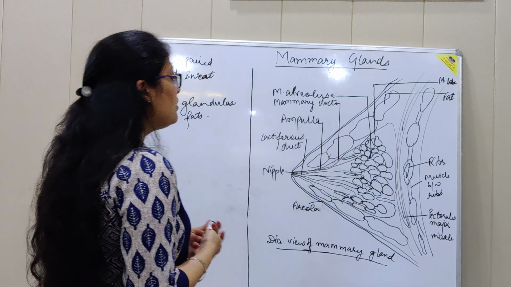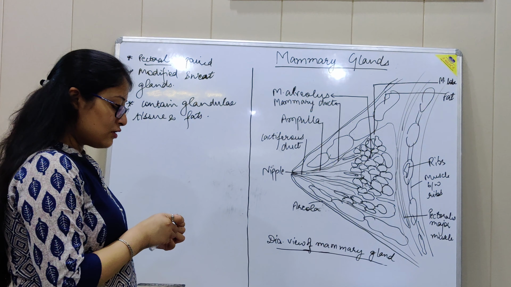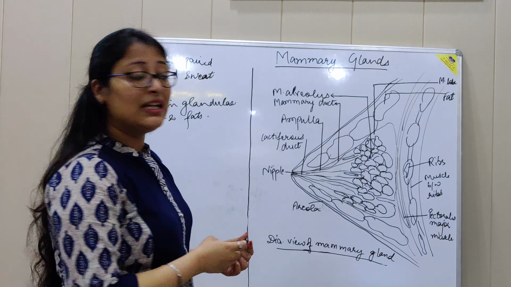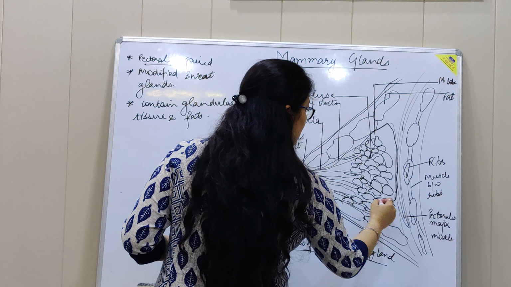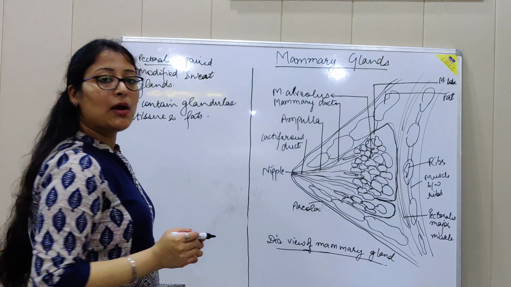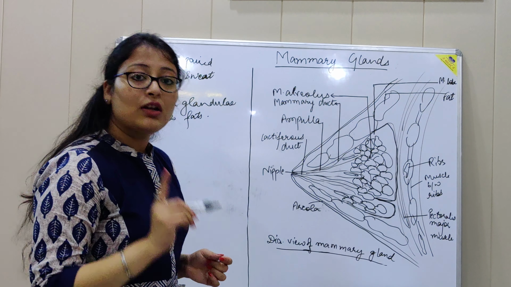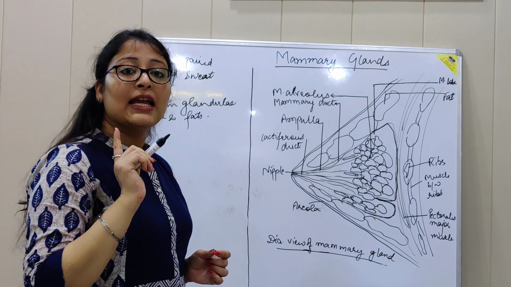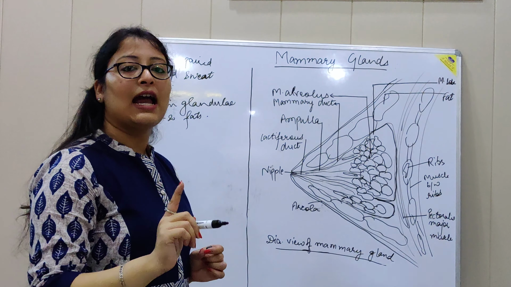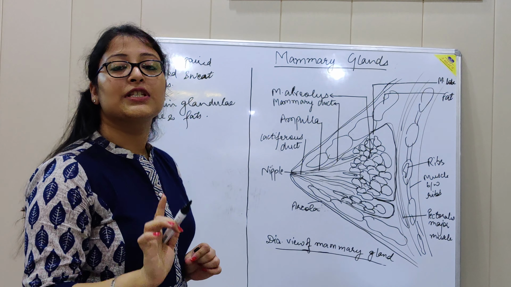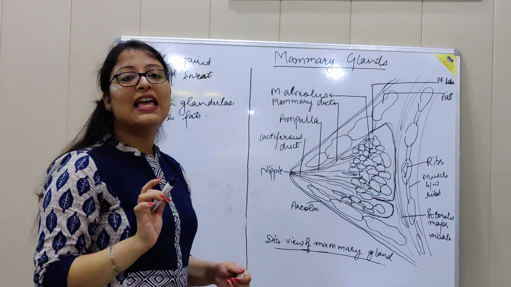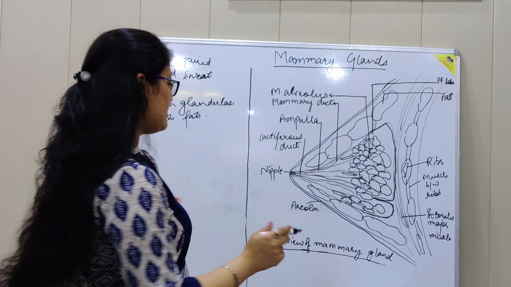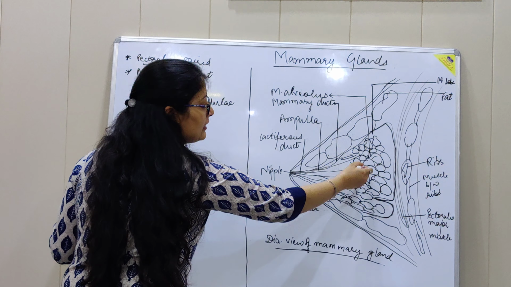Glandular tissue consists of 15 to 20 mammary lobes. These structures, like this, are the mammary lobes on one side. Each mammary gland consists of 15 to 20 mammary lobes that contain clusters of cells called alveoli. These structures.